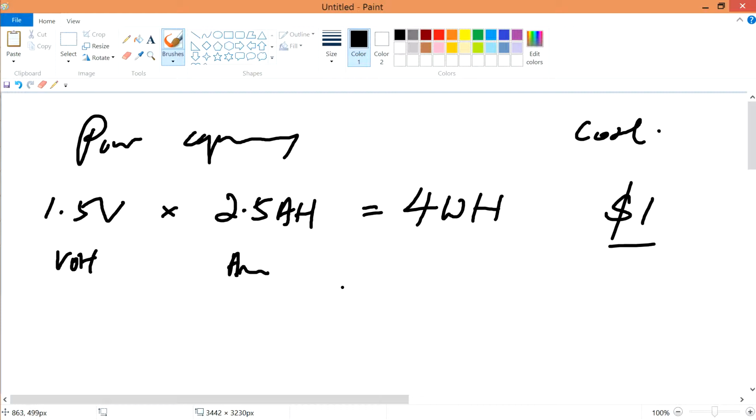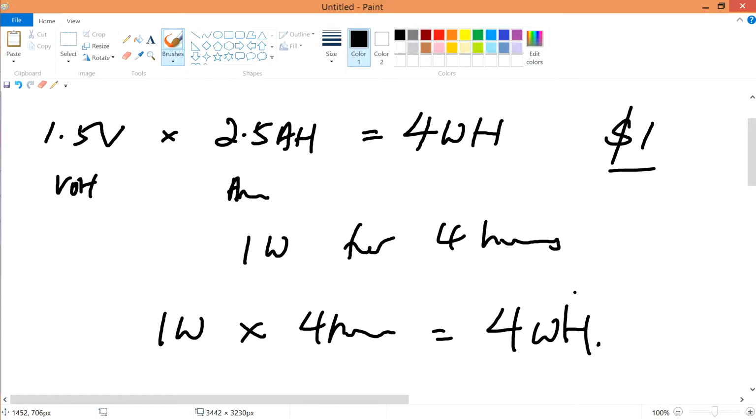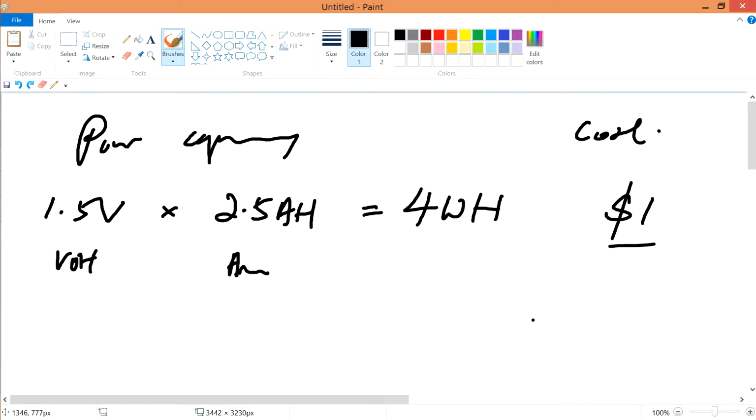So what does 4 watt hours mean? We can use 4 watts for 1 hour. Or you can use 1 watt for 4 hours. 1 watt times 4 hours will give you 4 watt hours. This is the meaning of that. So you can also play with the variations. But at least for 4 watt hours you get $1. I mean, you need to pay $1 if you go outside and buy it.